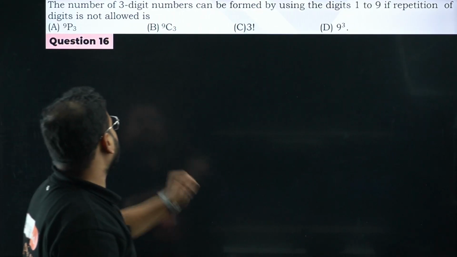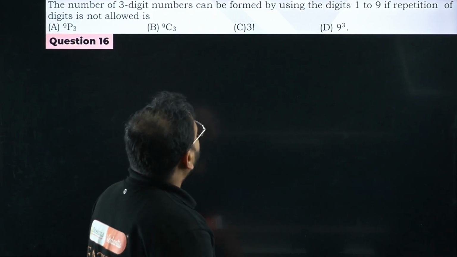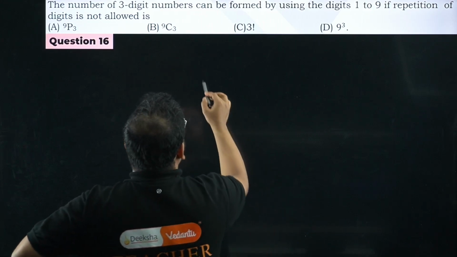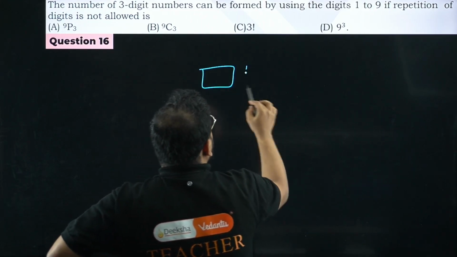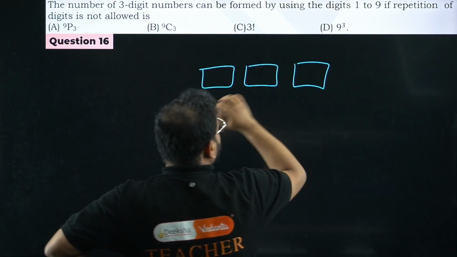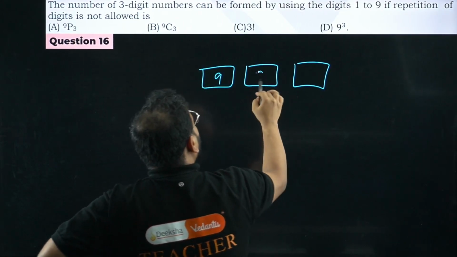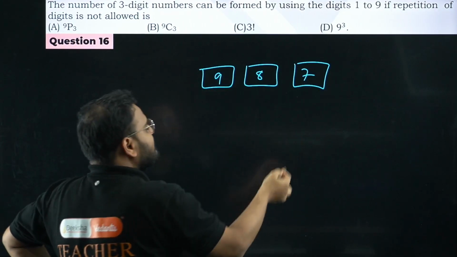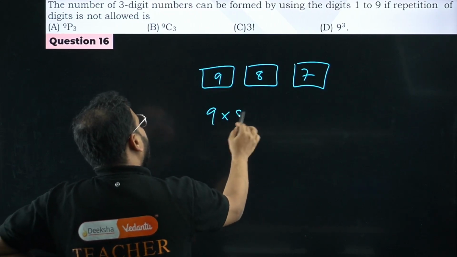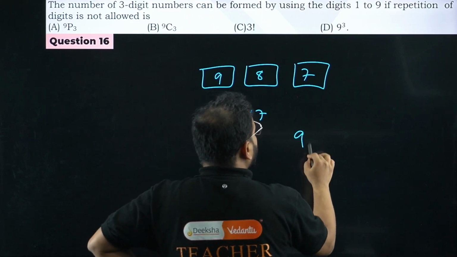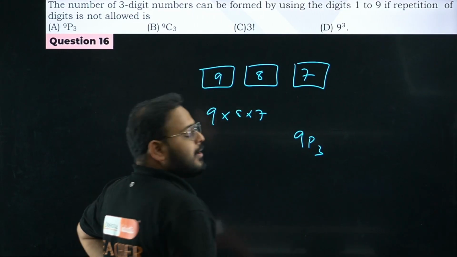Moving on to question number 16. The number of 3-digit numbers that can be formed by using... What we have over here are 3-digit numbers, so we'll use permutations. The first place will have 9 options without repetition, the next will have 8, and this will have 7. Can you write 9 into 8 into 7 in the form of permutations? Of course, sir, 9P3.